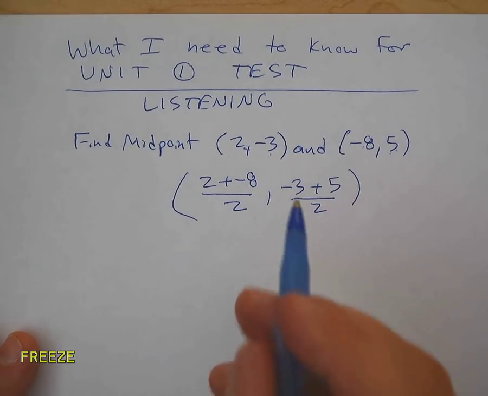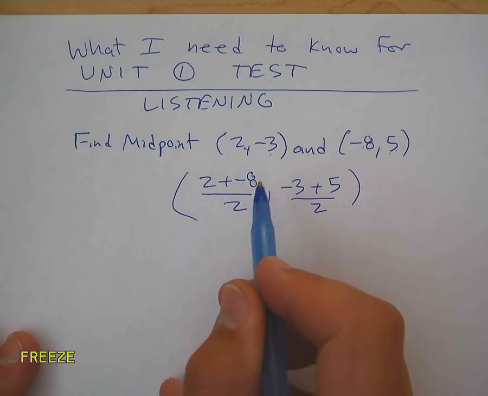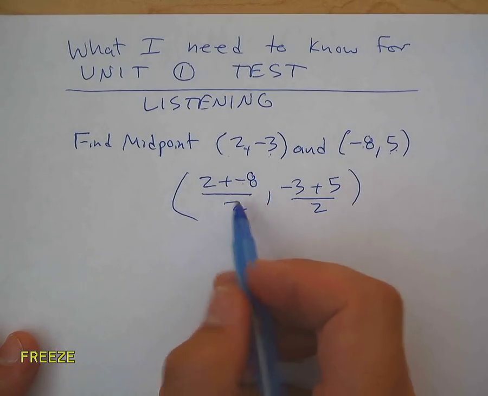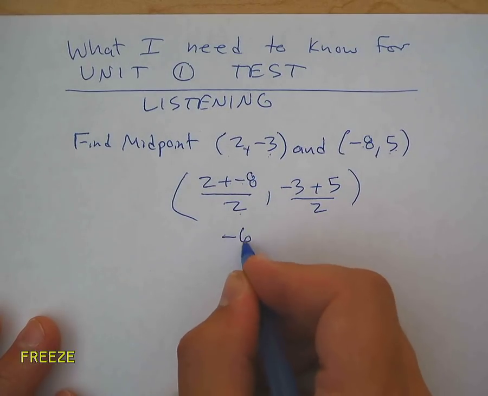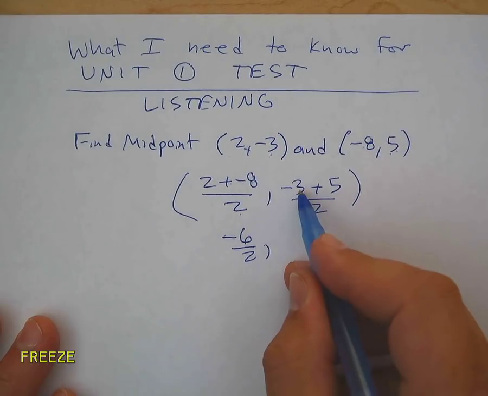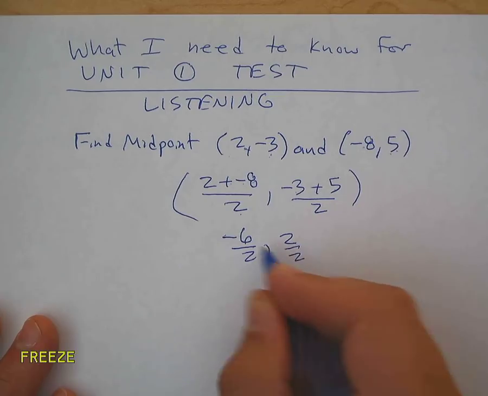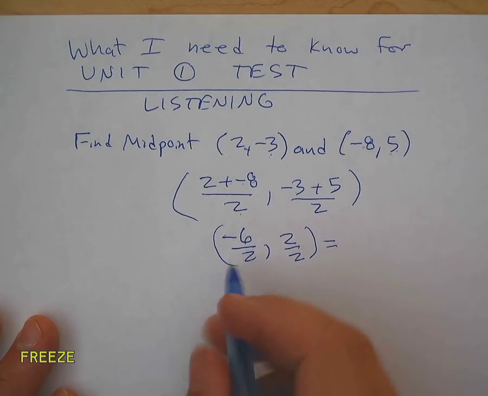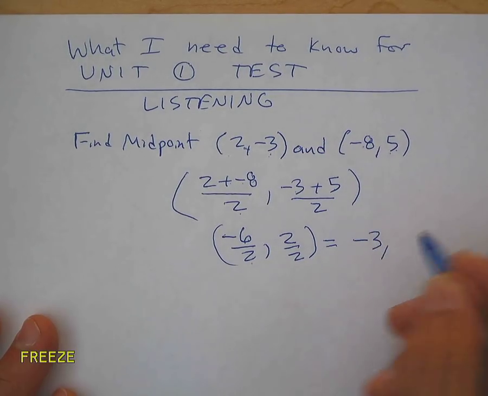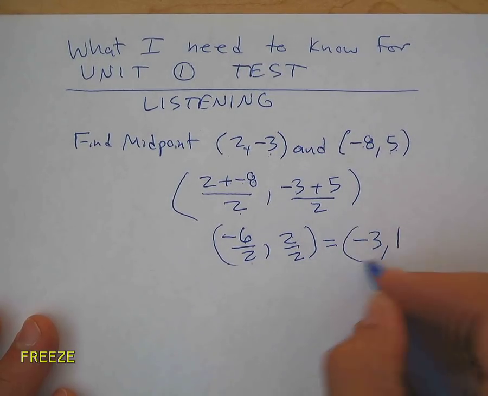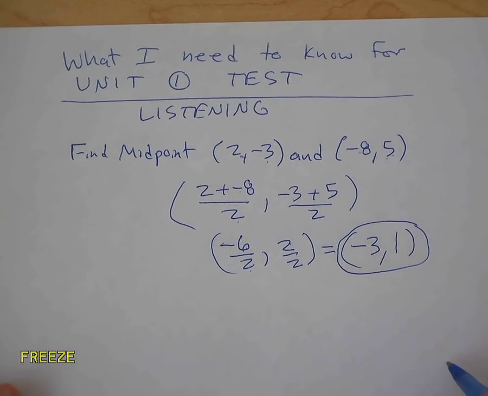When you do this, very important, you take 2 plus -8, you have to press equals first before you divide by 2. So we know that 2 plus -8 is -6 divided by 2, and -3 plus 5 is 2 divided by 2. And you want to simplify this. So -6 divided by 2 is going to be -3, and 2 divided by 2 is 1. Now you might have a decimal on the test, but this is how you find the midpoint.